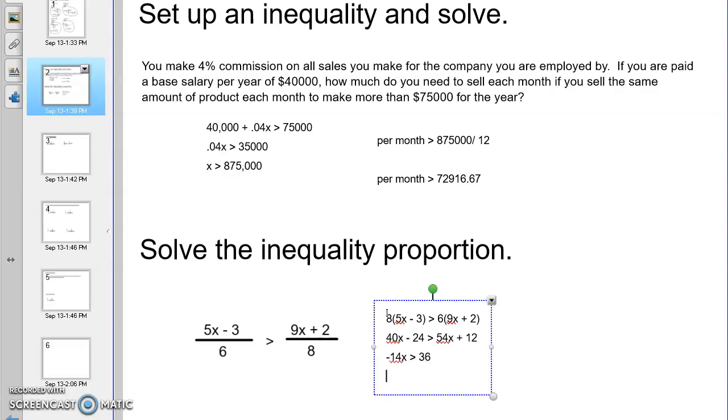And when I divide both sides by a negative, the inequality flips, and I'm left with negative 36 over 14. And I would reduce that. Negative 18 over 7 is my answer.